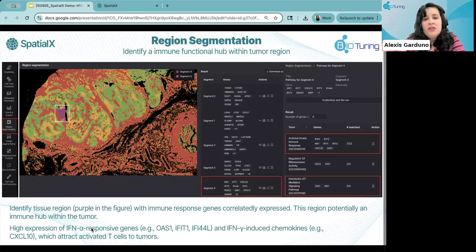Now, the next function is region segmentation, which I was mentioning is more related to immune functional hubs or tumor regions that have either specific enrichment of certain markers or certain pathways that are driving that enrichment within that functional hub in the tissue.